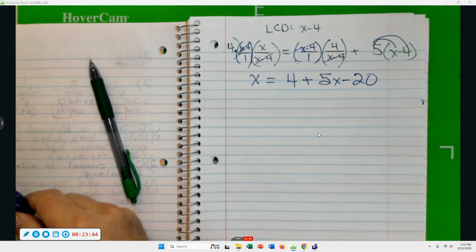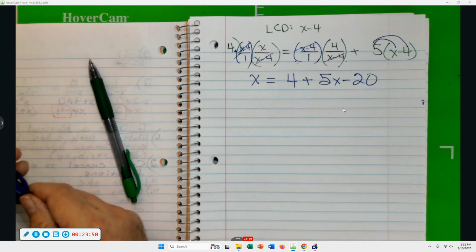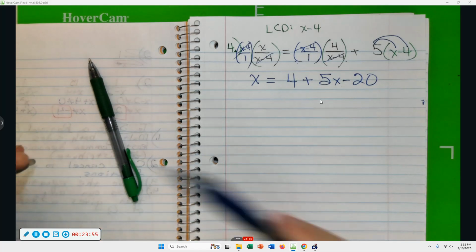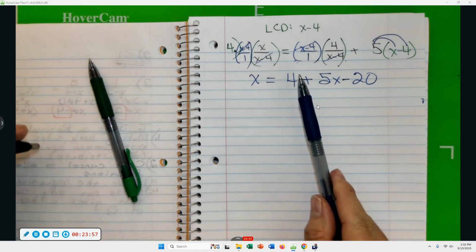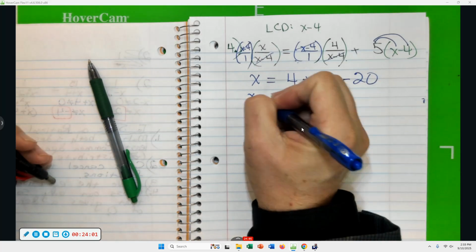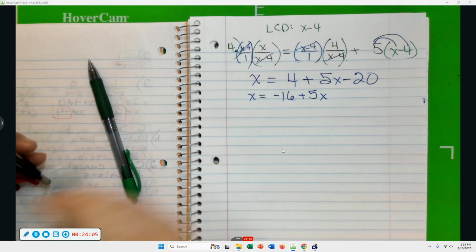You know, this problem is not a bad first problem to solve, unlike number 3. Well, I see something I can do. I see a 4 minus 20. That's a negative 16. So we have a negative 16 plus 5x.